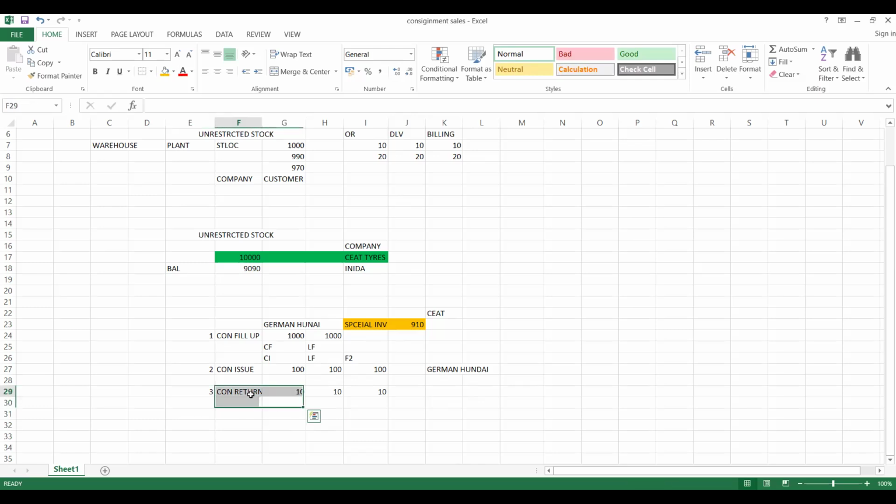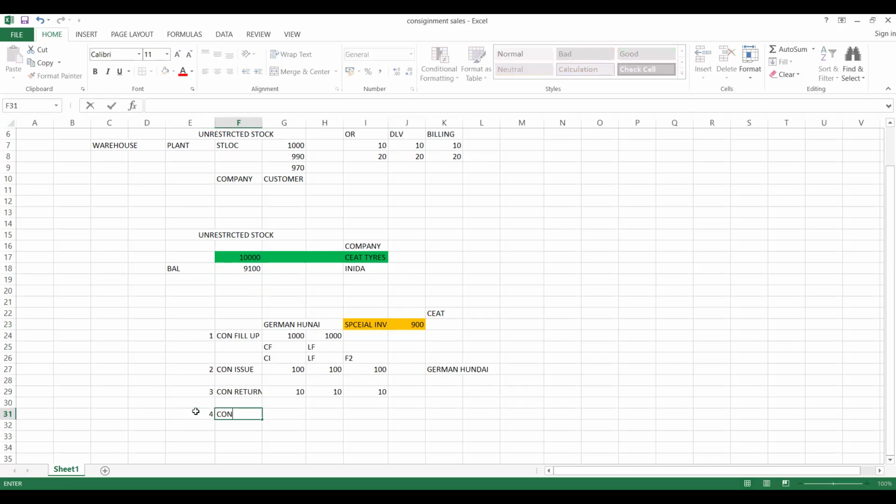Once they return, this is like a return, right? It's a credit memo. So this 10 has reached. This 10, they don't want, so either it should be physically demolished at the customer location only, or else it needs to be returned to the main factory. Assume that it is returned. That is called consignment pickup. 990 becomes 9100.